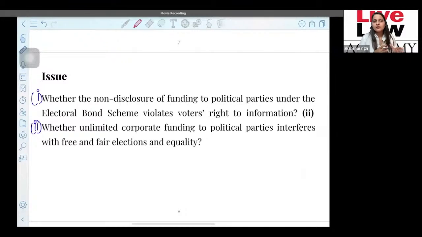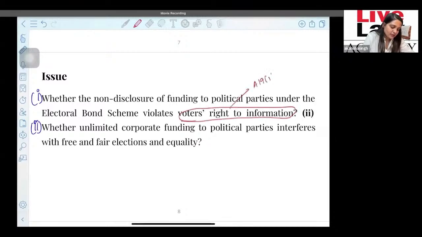Okay, what are the issues here? First issue is whether the non-disclosure of funding to the political parties under the Electoral Bond Scheme violates the voters' right to information. So as I said, Article 19(1)(a). When you say that the political parties will not have to keep any account, will not have to disclose where the money is coming from, which person has made this donation, what contribution has been made to you, क्या ये voters के right to information को infringe नहीं कर रहा है? Yes or no, right? This is the first issue that we have to delve into and find the answer for.